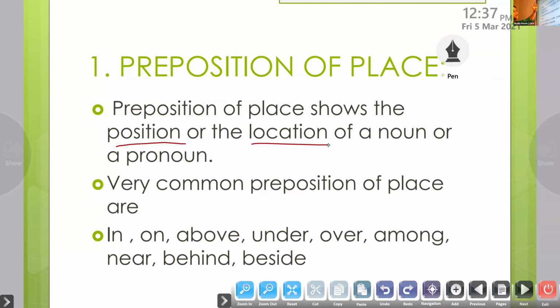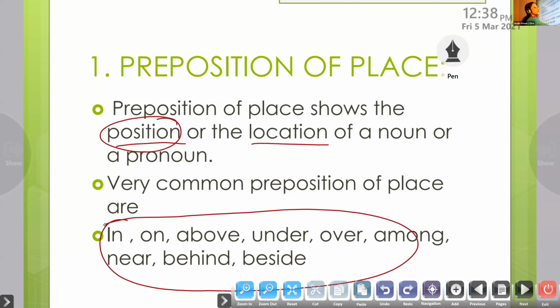We place different things in different positions. Have we not seen that at home? The almirah is placed in one position, and so are the refrigerator, tables, and chairs. Similarly, position tells us where the different things are being placed. So prepositions of place show the position and also the location of a noun or a pronoun. Under this, we are going to learn certain prepositions.